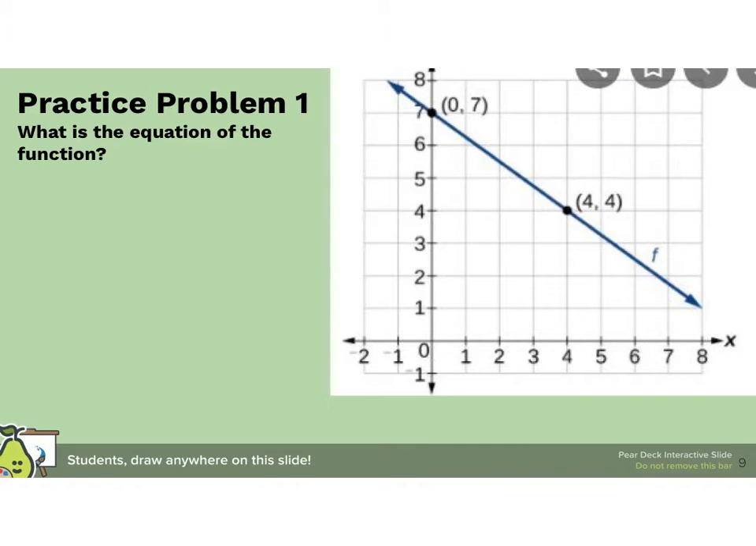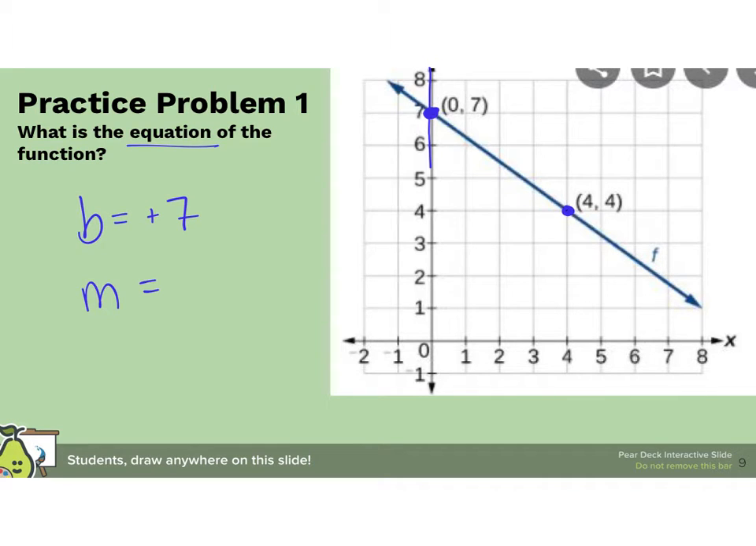Okay, let's see how you did. Practice problem 1, what's the equation? So I'm going to find my y-intercept. It's here, and it's a positive 7. Now I'm going to find my slope. They gave me points to use, which is great.